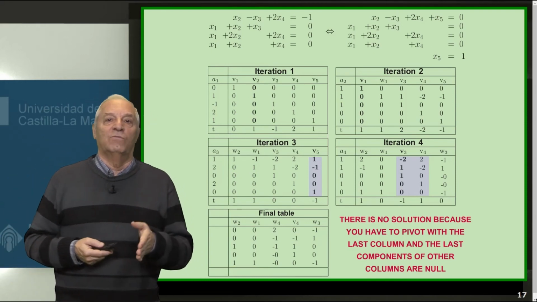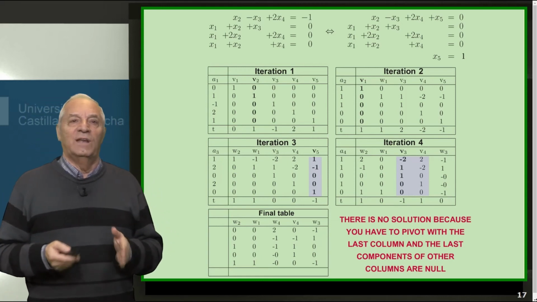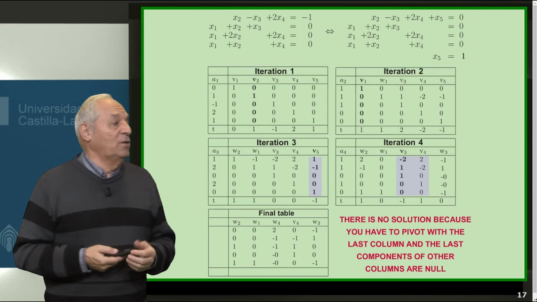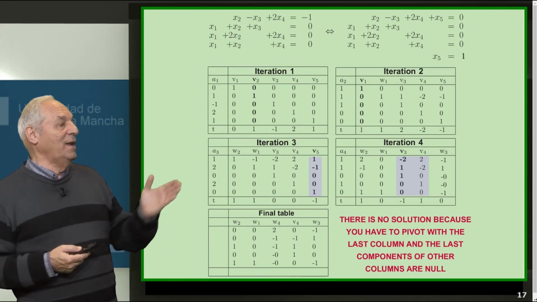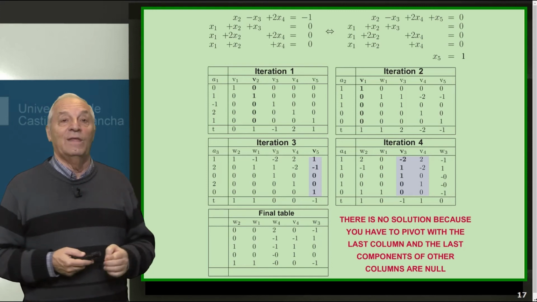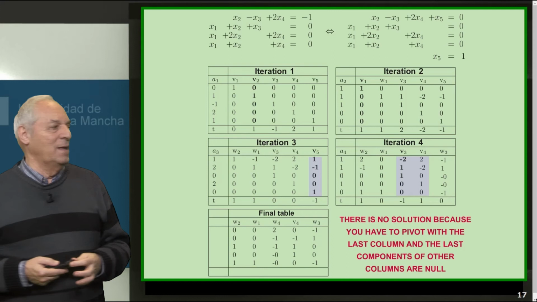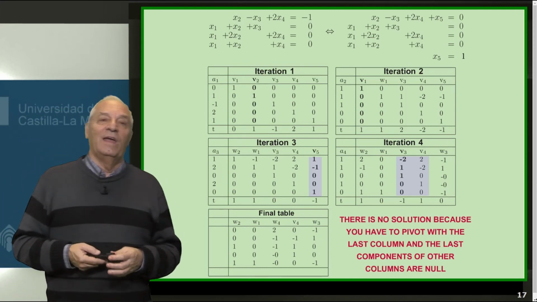So, we will be left with only the columns with headings v3 and v4, but unfortunately these columns in their last components have 0, which means that no linear combination of vectors that have the last component 0 will produce x5 equal to 1, so there will be no solution.